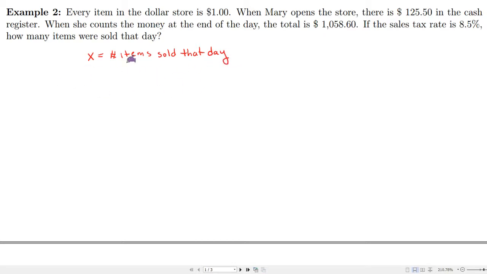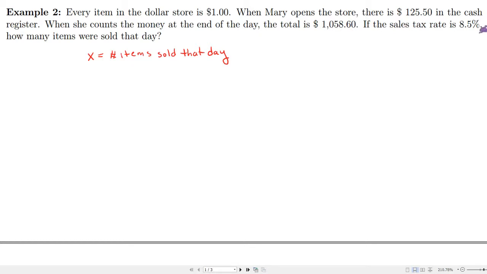To identify this, just look for what you're trying to find. At least look for the question mark. That should tell you there's something there that needs to be found. Okay, now you're going to usually have to reread these a few times. So every item in the store is $1. So if I were to have x items, the cost would just be 1 times x.